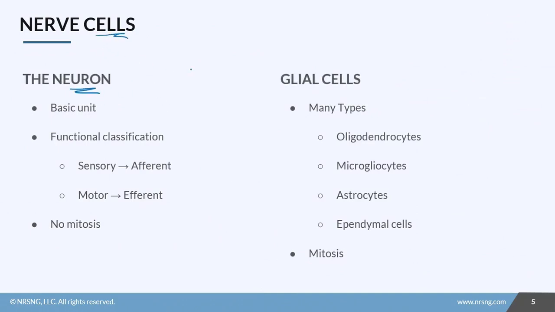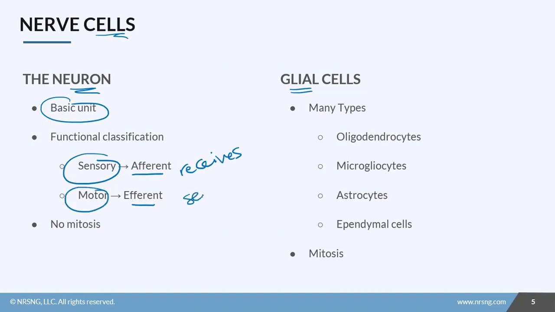Now, let's talk generally about the cells of the nervous system. We have neurons and we have glial cells. The neuron is the basic unit of the nervous system. If signals are being sent somewhere, it is a neuron that is involved. Now, we classify them by their function. We have afferent and we have efferent neurons. Afferent is sensory, so that means that it receives signals from the body. And efferent is motor, which means it actually sends signals out from the brain to the organs or the muscles to produce an action.